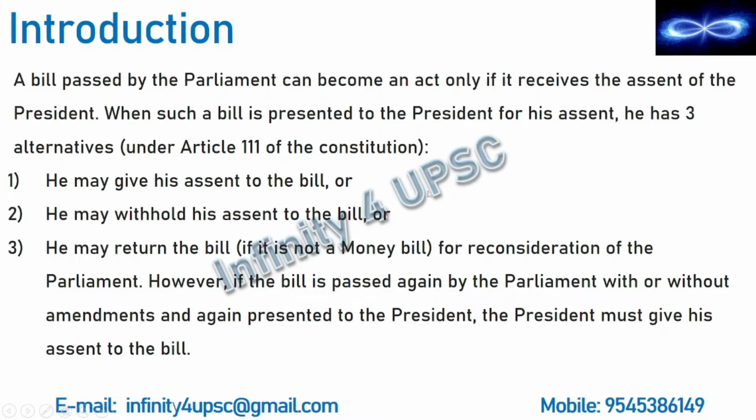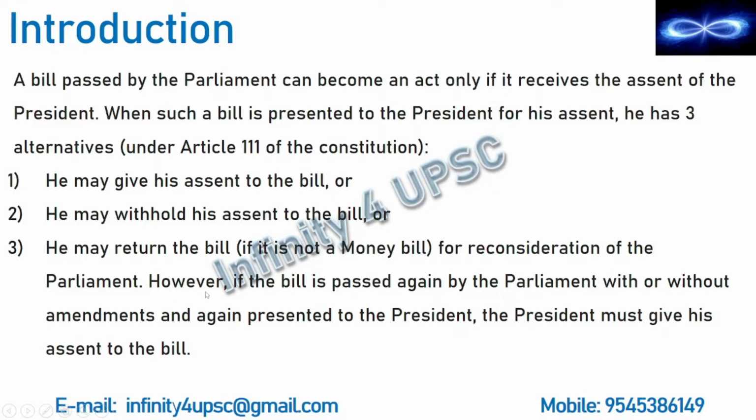Now again, the types of bills, this is a new topic for you, new terminology for you. So I will be taking another video. I will be discussing all types of bills in that video. There I will be explaining to you the ordinary bill, the money bill and the other bills that we have. So all types will be discussed there. As of now, just understand that we are talking about ordinary bills and there is something called a money bill which cannot be returned.